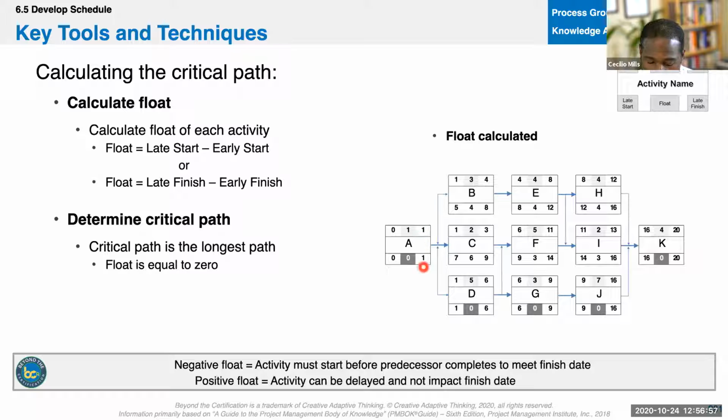1 minus 1, 8 minus 4, 9 minus 3, or 7 minus 1. All right. 1 minus 1, or 6 minus 6, 9 minus 6, 12 minus 8, 9 minus 9, 9 minus 9, 16 minus 13, 16 minus 12. We get our float numbers. Now we can determine the critical path. And all you need to do is go find the path with the least amount of float, normally 0.